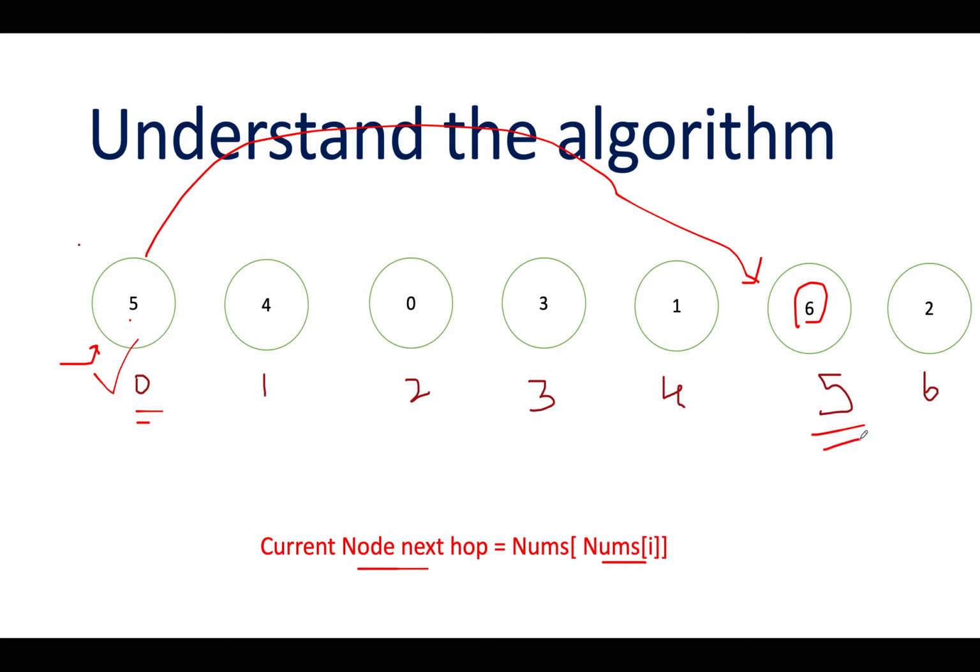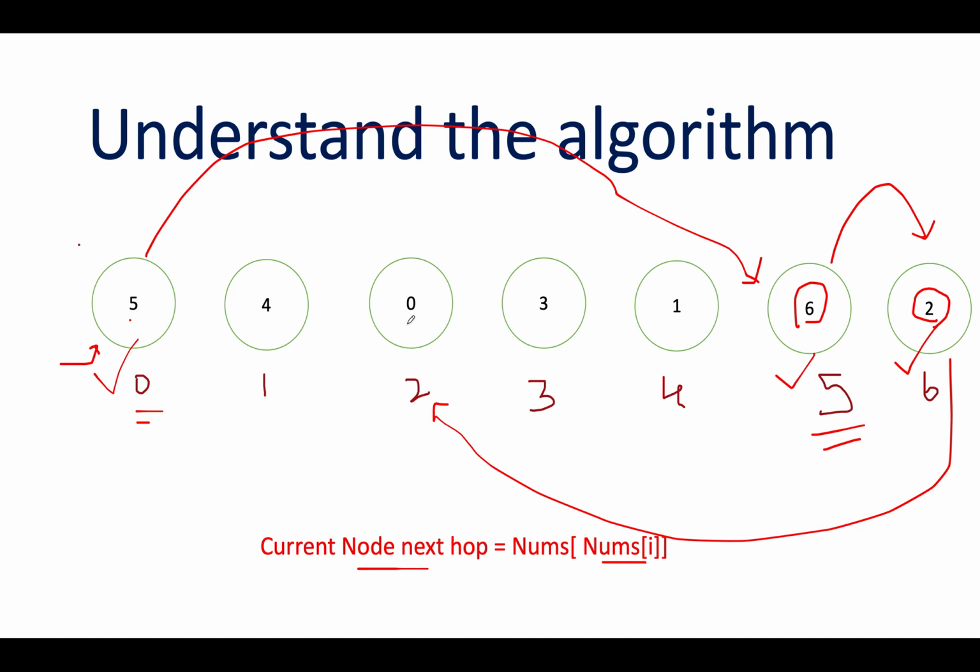At this particular index, what is the value held? The value held is 6, and you will hop to the 6th index. Also, you'll mark this as visited. Let's again proceed with the same process. What is the value held at this particular index? The value held is 2. So you'll hop to the second index, marking the 6th one as visited. Let's continue the process. Next value is 0. So we'll mark this as visited, and let's hop to the 0th index.